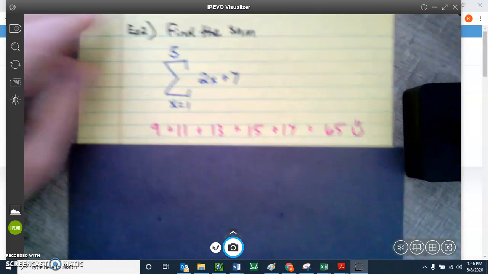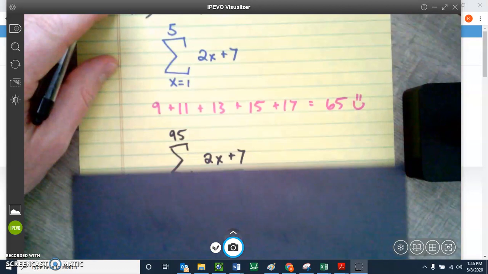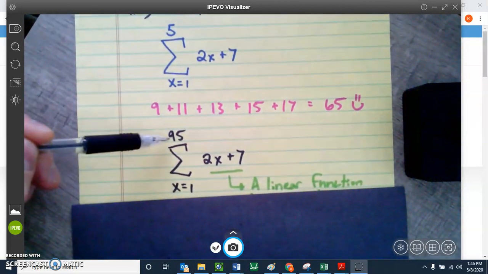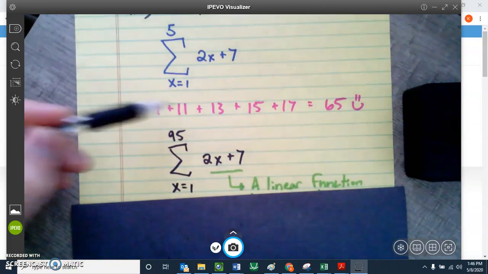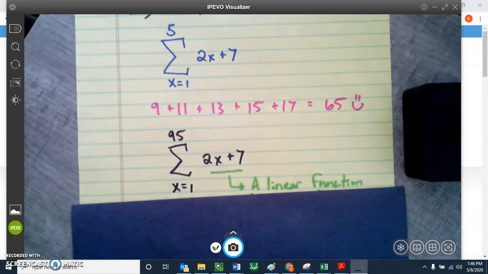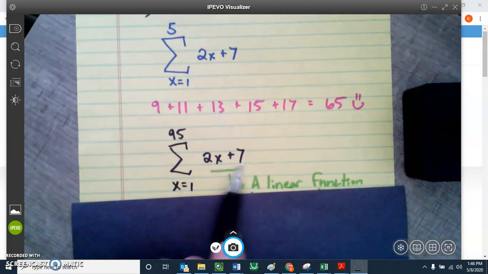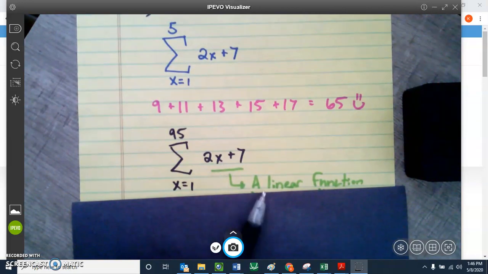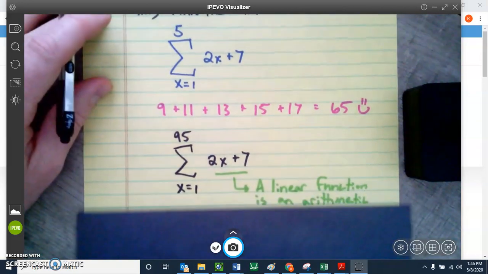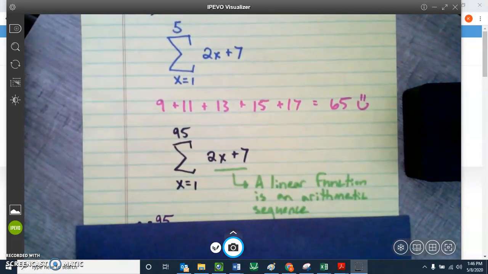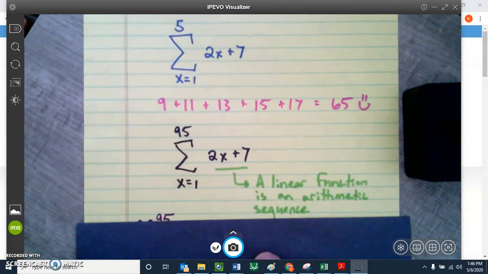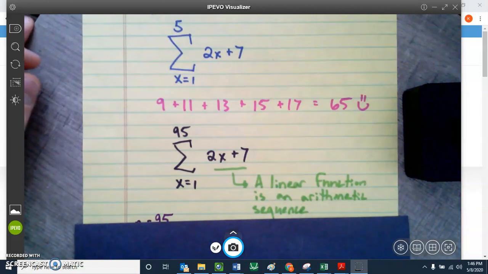But what if I gave you the same problem? That's actually not example 2. What I want, example 2, is this one. I want you to go from 1 to 95. Now, I do not want to have to jam that many numbers into my calculator to make this happen. So we can look at it this way. Because this is linear, x to the first power, or whatever variable to the first power, it's a linear function. That means it's an arithmetic sequence. And we have a formula to add up, summation, all the terms of an arithmetic sequence.